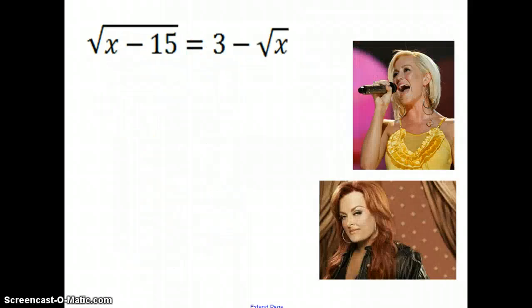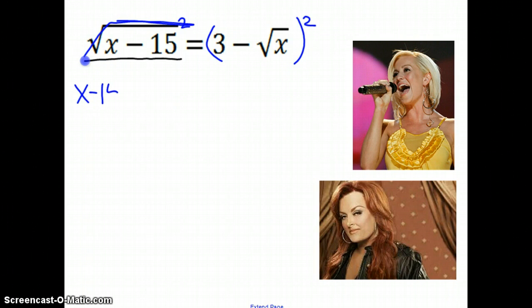Let's start that process again. We want to get the square root by itself. We have realized there's 2 different square roots here. We're just going to make sure that one of them is by themselves. In this case, this one on the left is, so we're set. Step 2 is to square both sides. So I'm squaring this side, and I square this side. The left side just cancels out, giving you x minus 15.